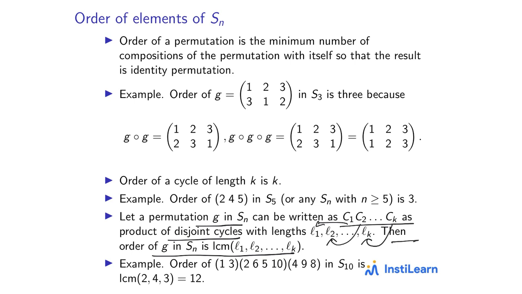So let's try to understand using an example. If you take this decomposition of some permutation in S10, it's very important that all cycles are disjoint. You can see that all cycles are disjoint. This has length 2, this has length 4 and this has length 3. So the order of this whole element will be LCM of 2, 4, 3, which is 12.